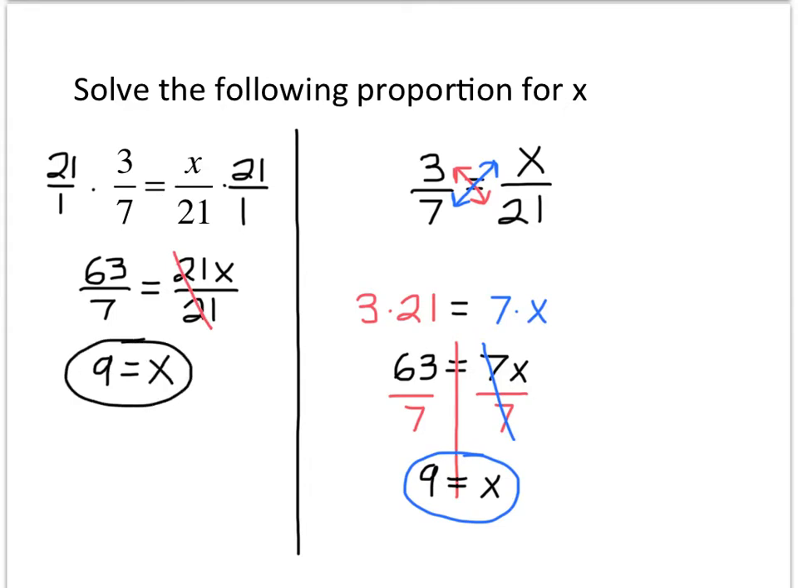I can see here that this cross multiplication trick I showed you really is nothing more than just applying that inverse operation to both sides. What we're going to notice, though, is that cross multiplying is a little bit faster as we get to the more difficult problems. So keep this in mind as we move forward.